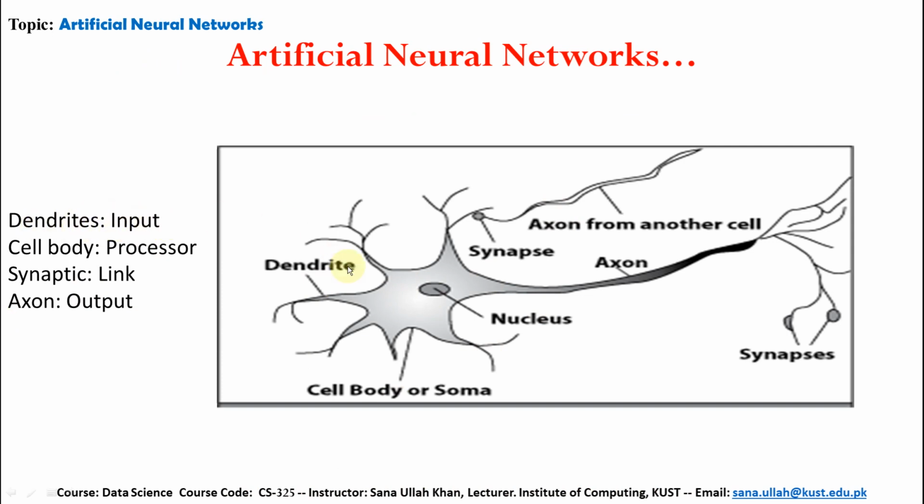The dendrites take inputs. The cell body, or soma, is called the processor of the neuron. The link between two neurons is called a synapse or synaptic link. The axon provides the output to another cell.